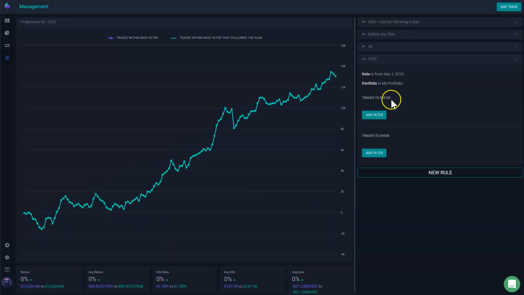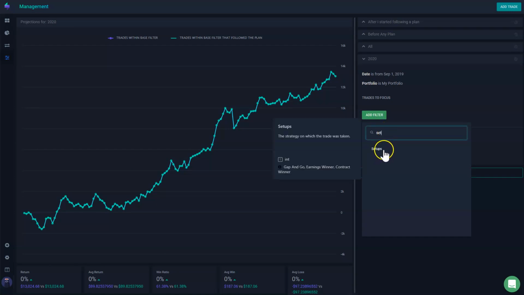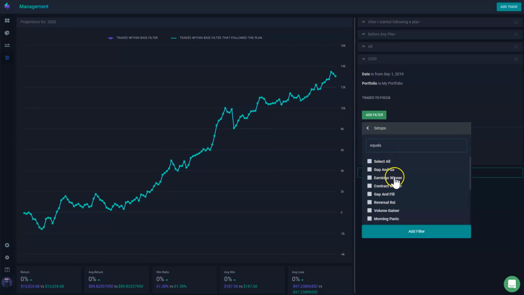Now I'm going to define to the system which trades I want to focus on. Okay, I'm going to type here setups. So I'm going to focus on the setups that I identify here. This one.